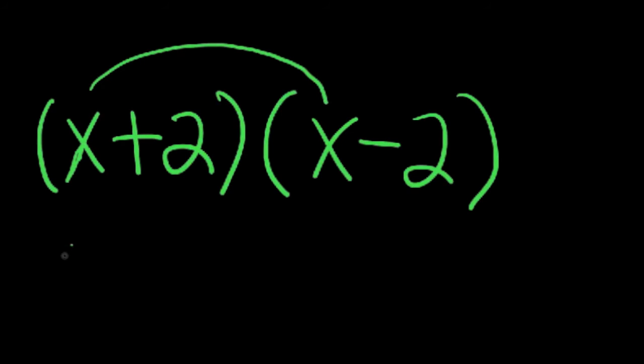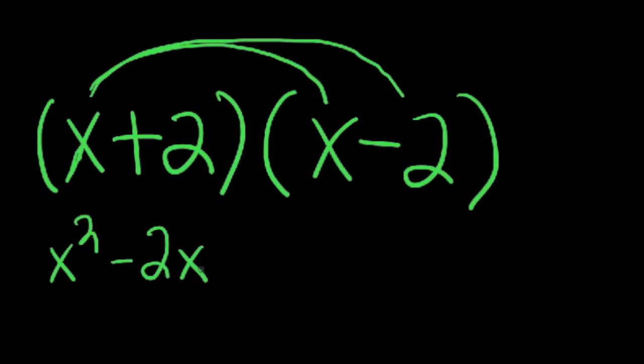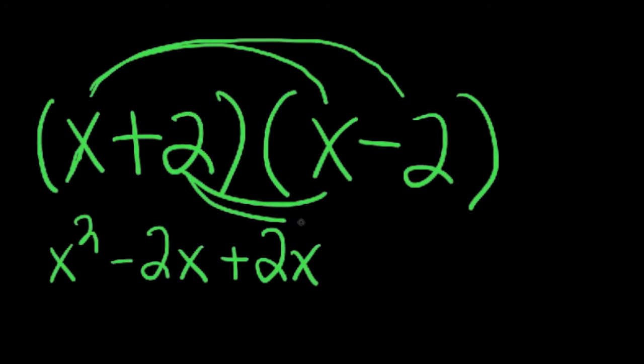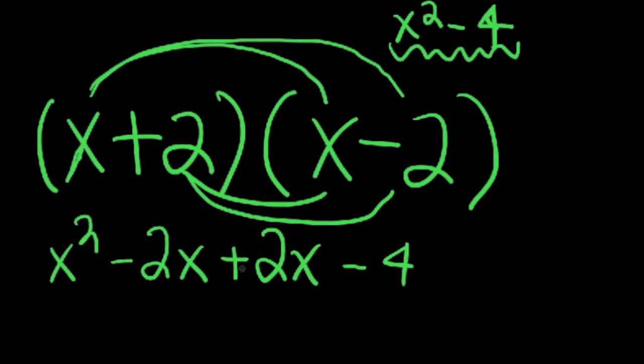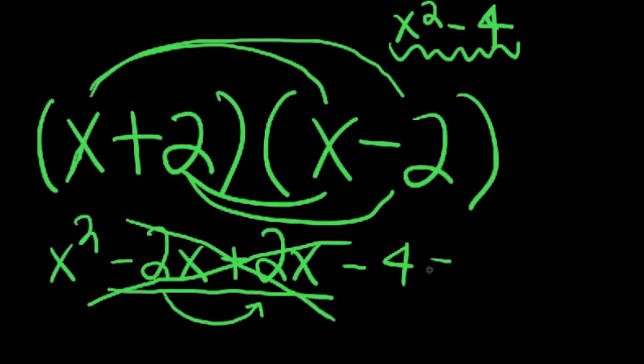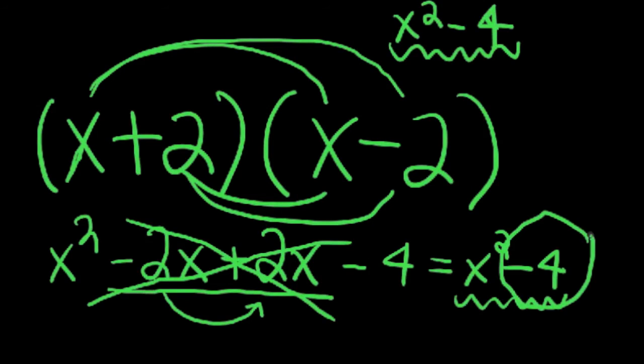Now let me show you why we don't have a middle term. We have x times x equals x squared. And then we have negative 2x and positive 2x and minus 4. The negative 2x and positive 2x cancel out, leaving us with just x squared minus 4. So difference of squares is one form of factoring.